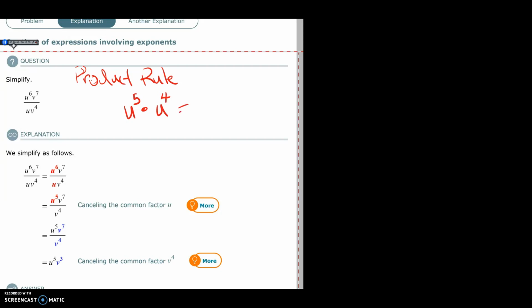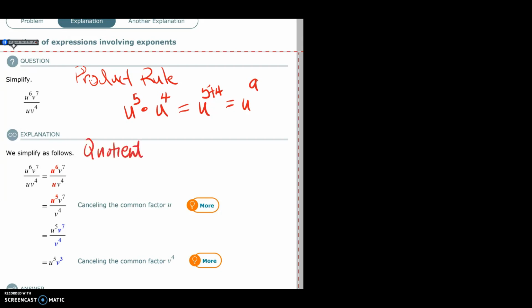But the product rule says that the base would stay the same, and then you would take the two powers and you would add them together. So this would be u to the ninth. Well, there's another rule similar to this rule. It's called the quotient rule.